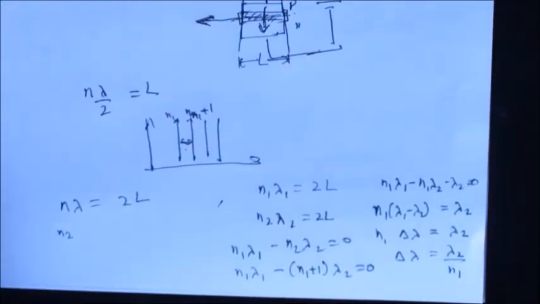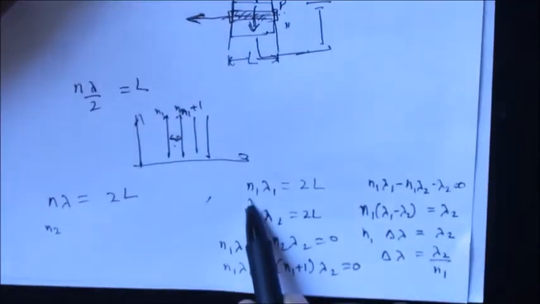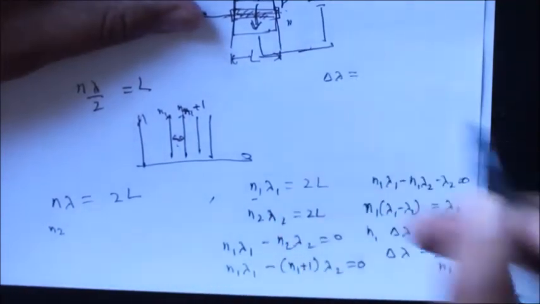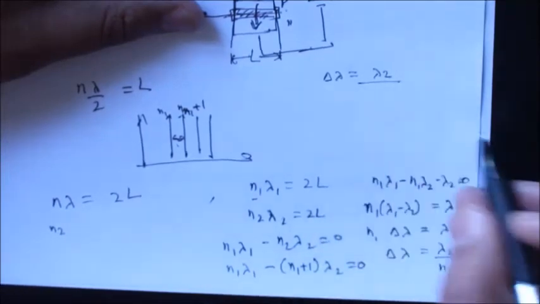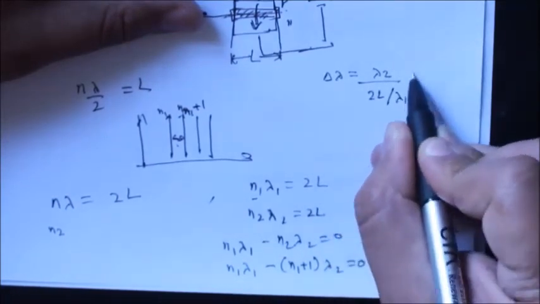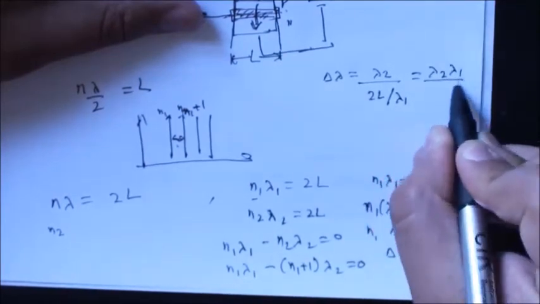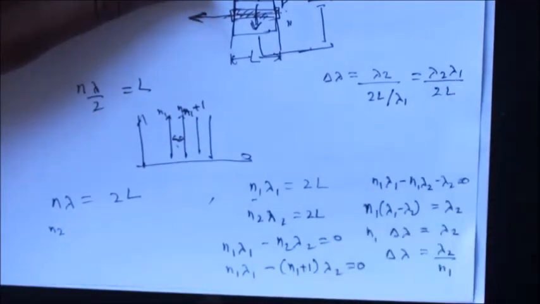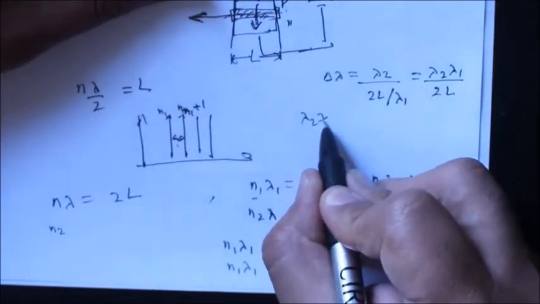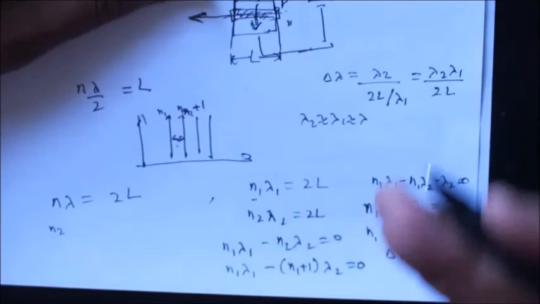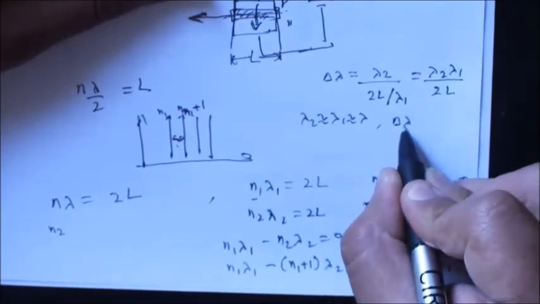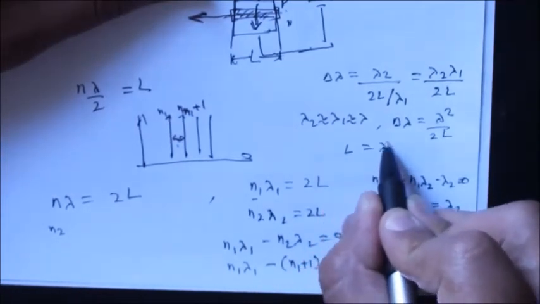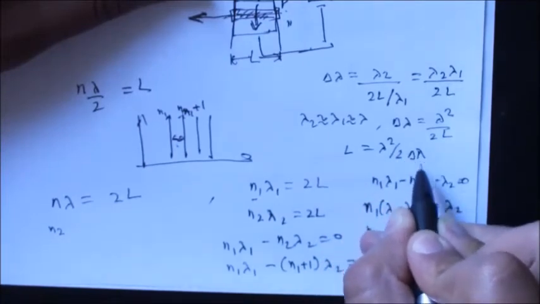So this delta lambda is lambda 2 divided by n1, and from this equation we can say that n1 equals 2l by lambda 1. So we can say that delta lambda equals lambda 2 divided by 2l by lambda 1, which is nothing but lambda 2 lambda 1 divided by 2l. Now we can say that these lambda 2 and lambda 1 are nearly equal to the center frequency of the laser. Let's say it's lambda. That gives us delta lambda equal to lambda square by 2l, or l equal to lambda square by 2 into delta lambda.